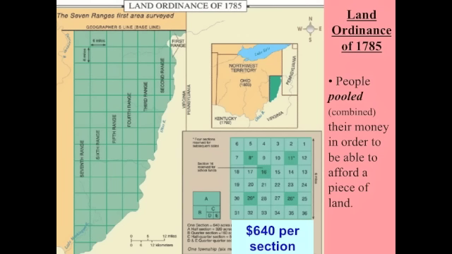So what people did in order to actually be able to afford one of these little squares inside of a square was to combine their money, to pool their money together. They would all chip in what they could, and they would buy one of these squares, 640 acres, in order to grow their crops.